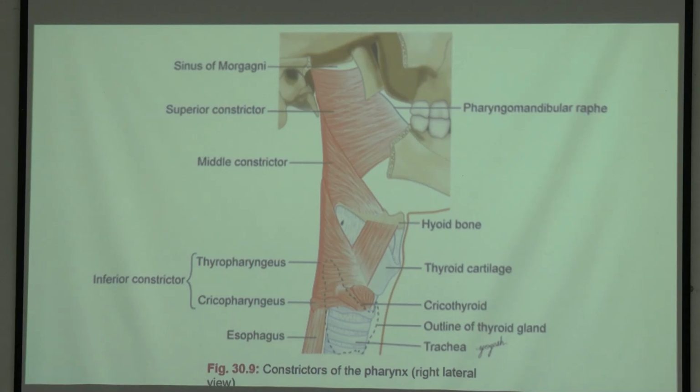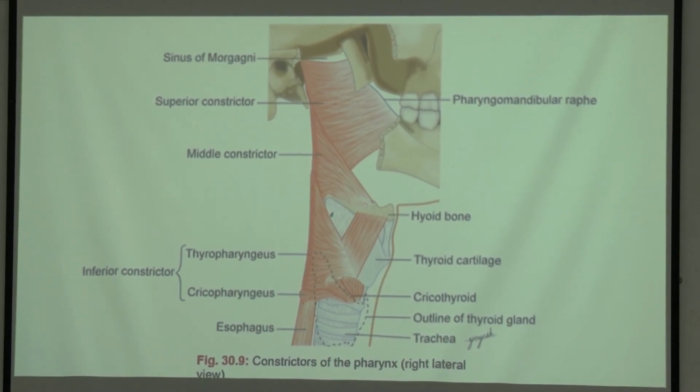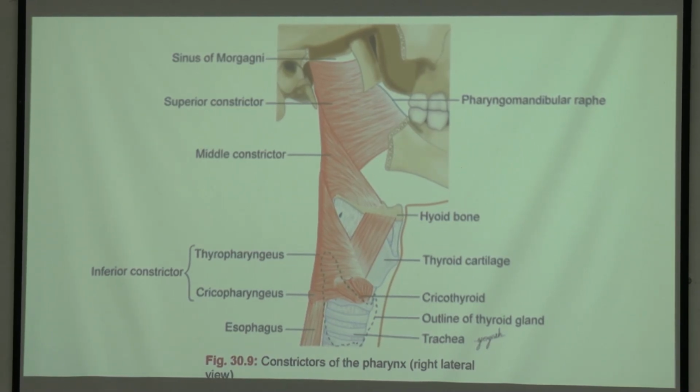So this is a very good picture where we can see the superior, middle, and inferior constrictors. You can see the superior constrictor is taking origin from the sphenoid bone. Have you seen the sphenoid bone? It has medial and lateral pterygoid plates. From the posterior border of the medial pterygoid plate, we can find this is the posterior border of the medial pterygoid plate. From here it is taking origin.